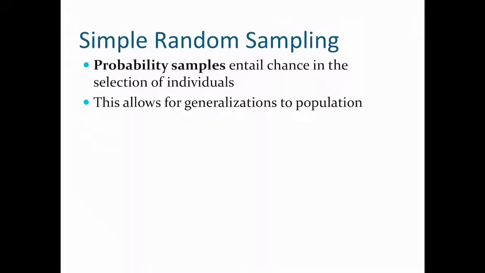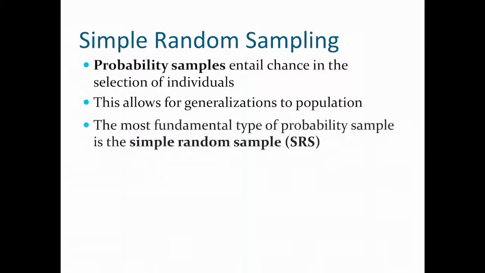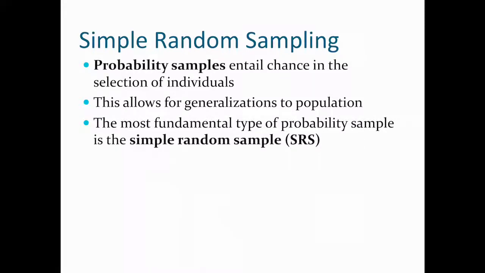Moving on, we have now simple random sampling. So we have probability samples, which entail chance in the selection of individuals. This allows for generalization of populations, right? If we purposely selected certain school districts, we might know certain characteristics, and that can cause bias. We have to have a random sample. Only by being truly random can we actually decrease bias here and allow for generalization to happen. If we don't have random, we can't make generalizations.